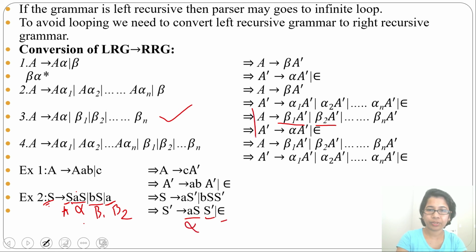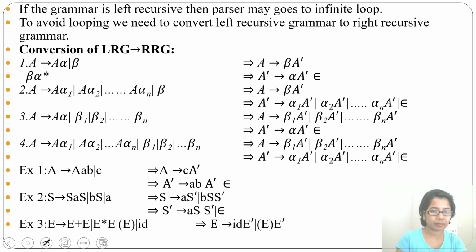We just use this formula. So here beta 1 A dash, beta 2 A dash. This is beta 1, beta 2 and S dash. Then from A dash you can generate alpha A dash. What is alpha here? Alpha is A S. So A S S dash or epsilon.